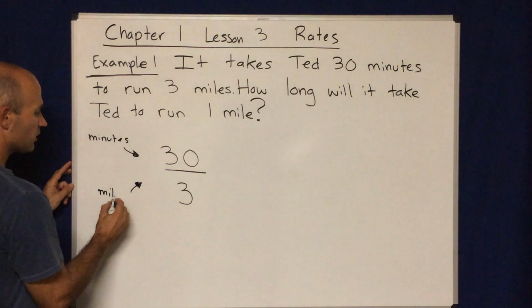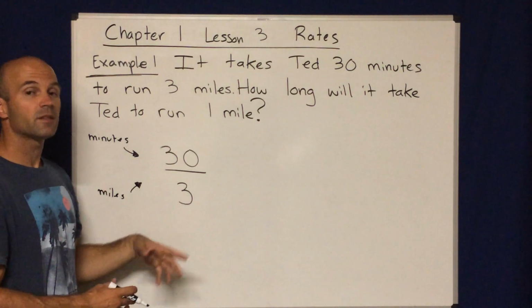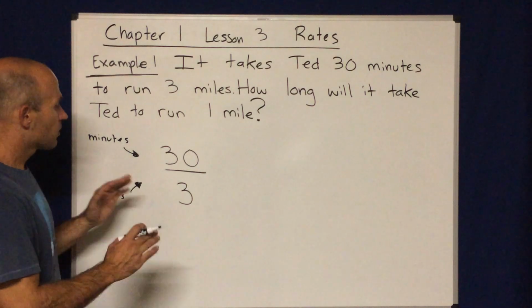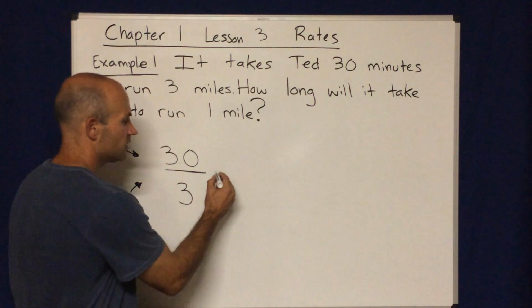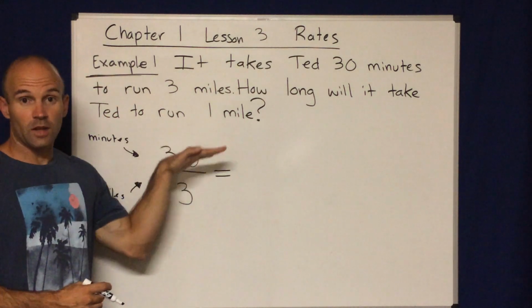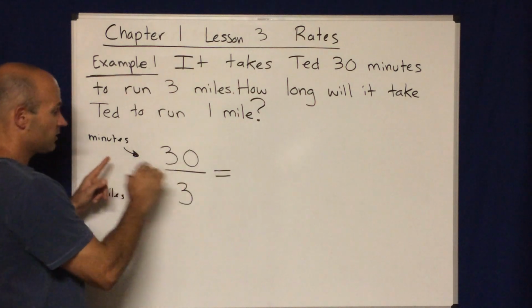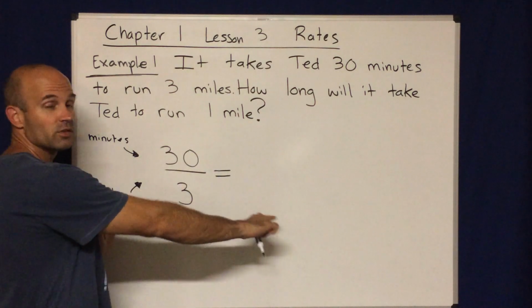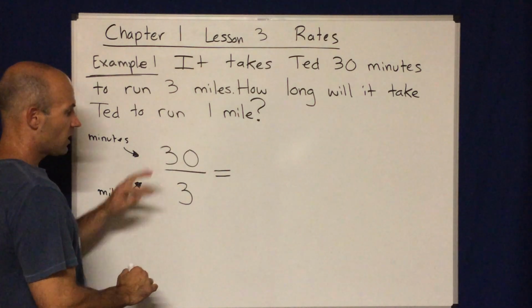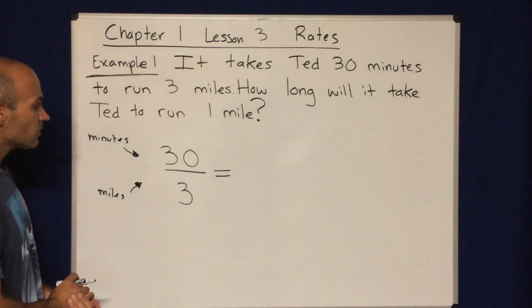So for this particular problem, if you had done 3 over 30, that would actually work out, provided that when you go to this side to write down your equivalent fraction, you make sure that your units are lining up. So here my numerators are always going to correspond to minutes, and my denominators are always going to correspond to miles. If you had done it the other way, then you just need to reverse those.